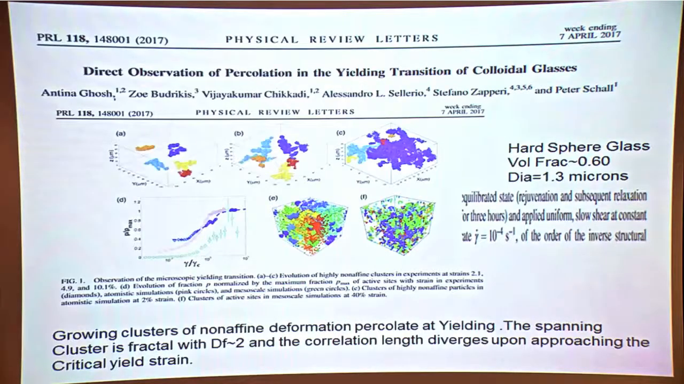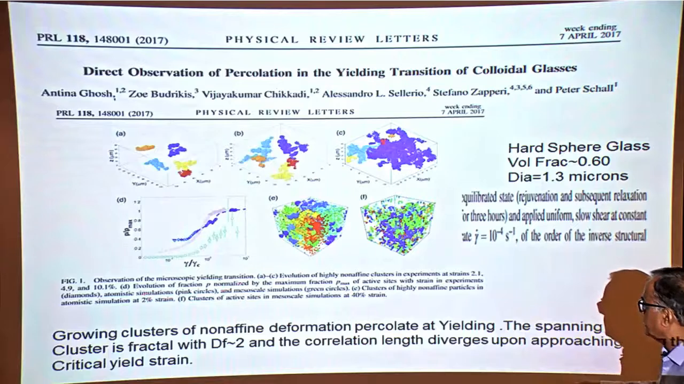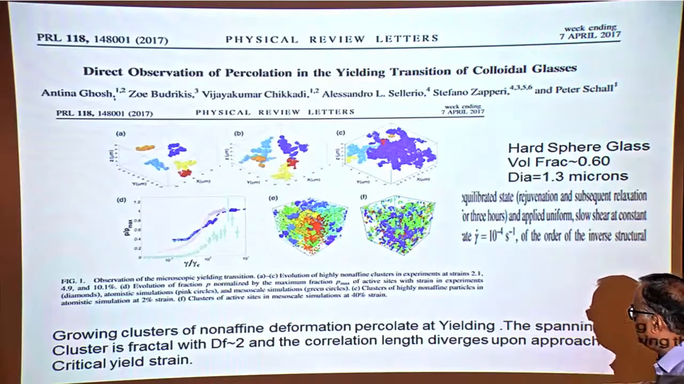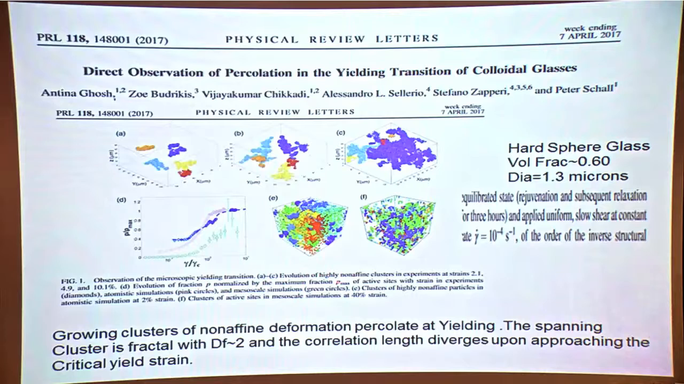There is another recent paper, again by Peter Schall's group, where they are looking at direct observation of percolation in the yielding transition. Here they are looking at the clusters of non-affine deformation, and they show that they percolate at yielding. Again, I don't want to go into detail, but this is from the experiment, 1, 2, 3, and this is from atomistic simulation, and this one is from mesoscale simulation. Here they plot the evolution of fraction P as a function of strain, and again it goes to 1 at a particular gamma c.